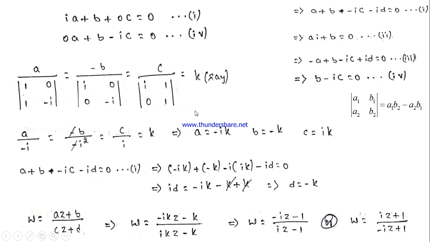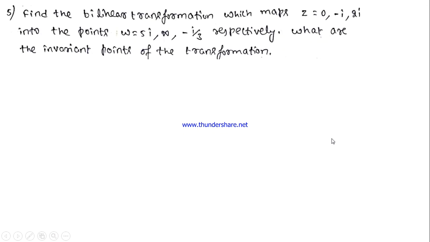But you can note that when you expressed everything in terms of k, and when you substituted here, k is common in both numerator and denominator, and you are going to end up with an expression which is free from k, which means that I need not use k anymore. From the next problem onwards, I am not using k in this place, I will just take it as 1. So instead of writing k here, I will just take it as 1. I will directly write a equal to minus i, b equal to minus 1, c is equal to i. That is what I am doing from the next problem. Let me see the next problem.